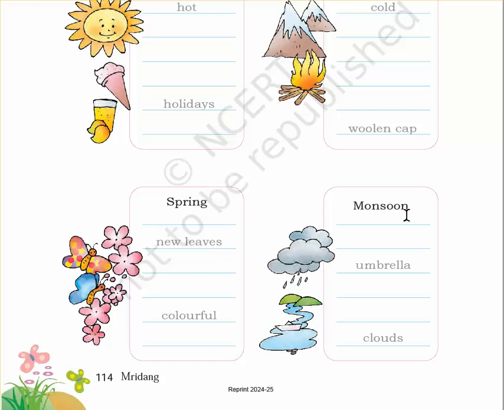And the last is monsoon season. In monsoon, you can think of umbrella, raindrops, clouds, right? Paper boats. Yeah, and mud also. Lot of mud in rainy season. Okay. So yeah, that's all.